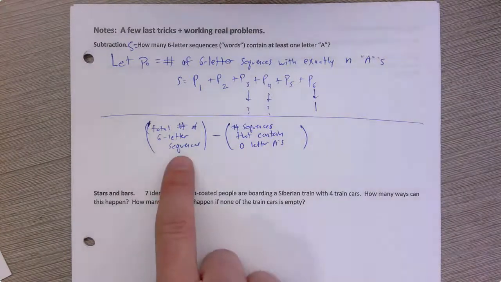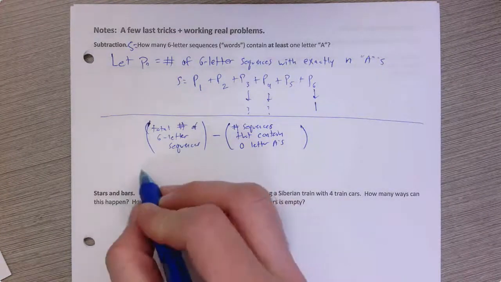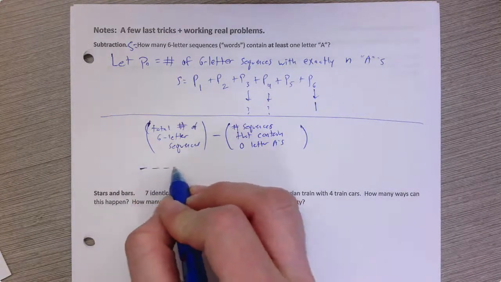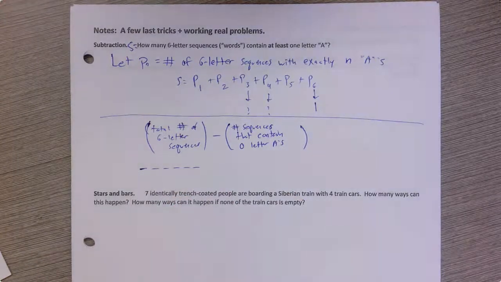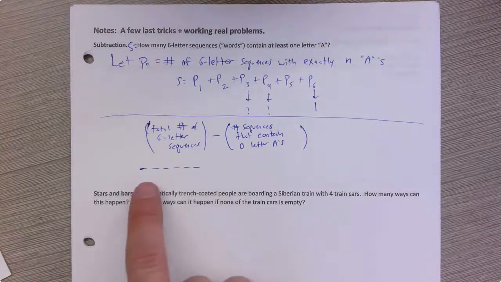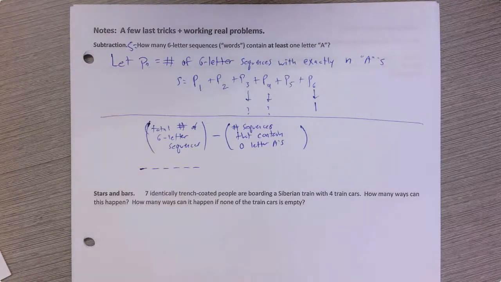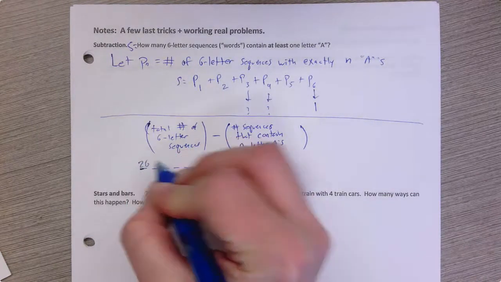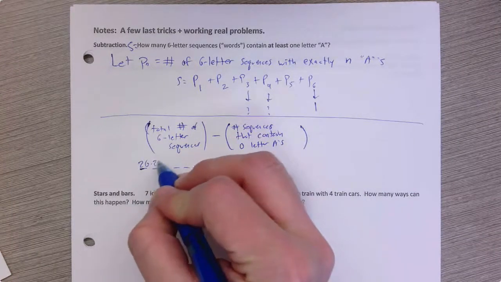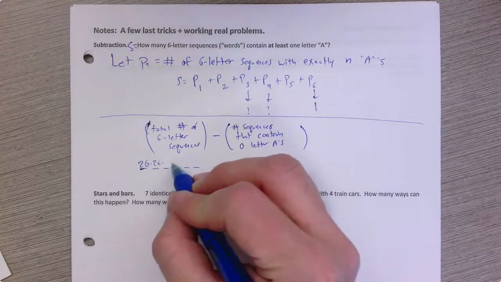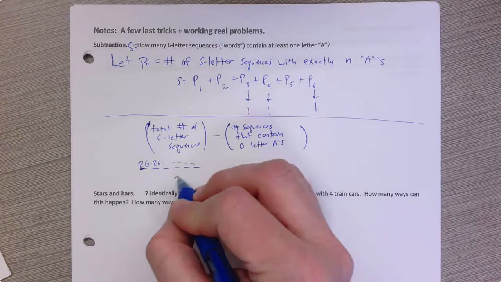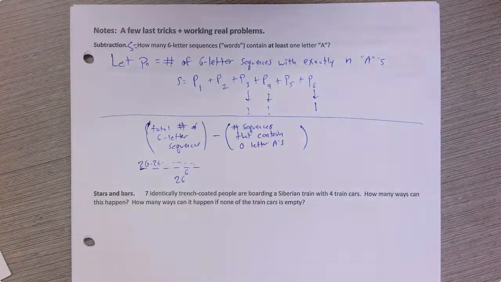So the total number of 6-letter sequences. So let's see, you could think about it this way. I've got 1, 2, 3, 4, 5, 6 letters that I have to choose which letter it's going to be. So 6 positions. And then there's 26 letters in the alphabet. So it's like I've got 26 choices for what my first letter could be, and 26 for my second letter, and so on. So that's just 26 to the power of 6.